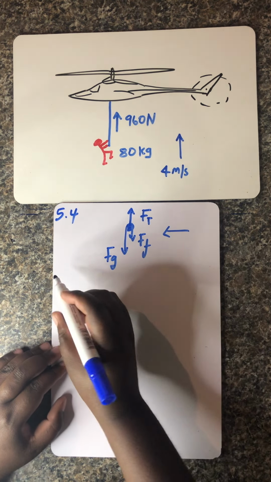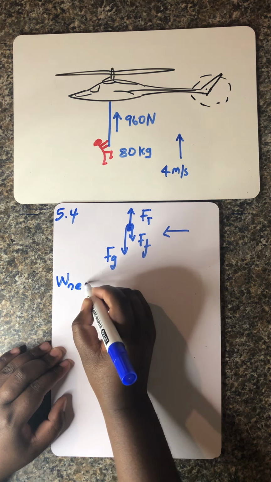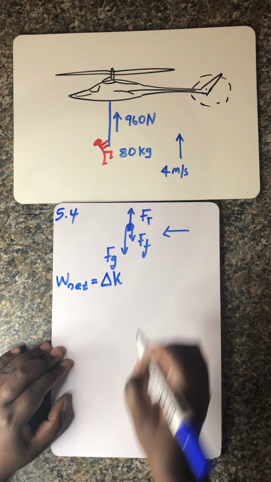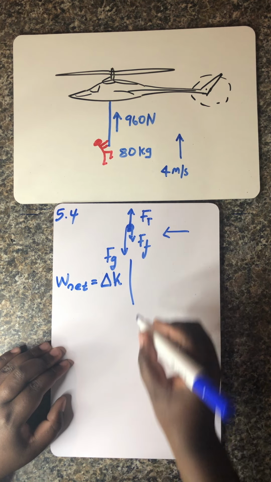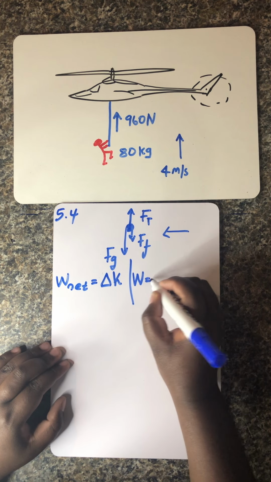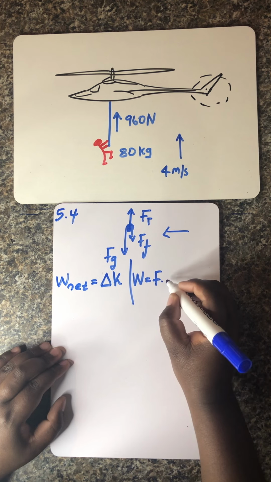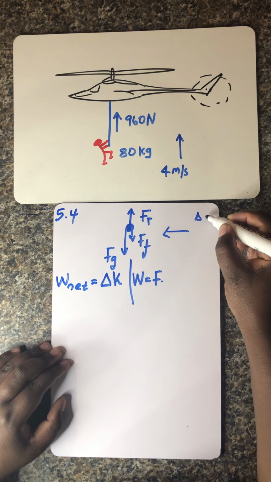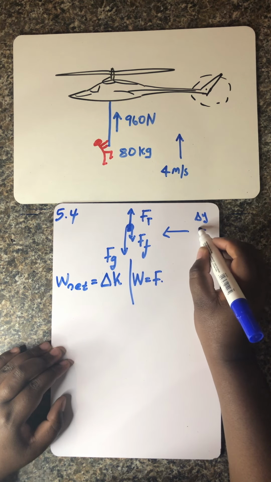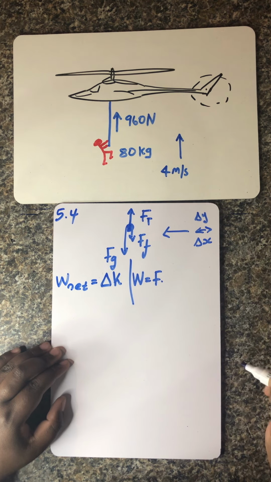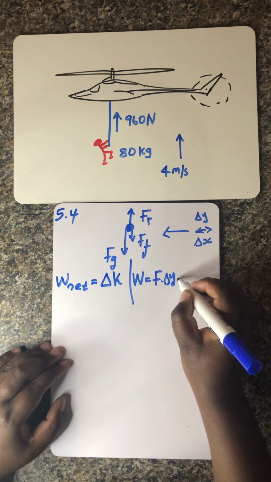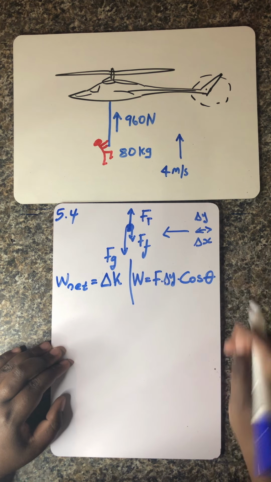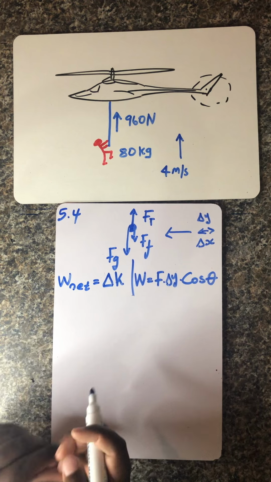Remember the first formula, which we had when we were defining the theorem: work net is equal to delta K. And again, we notice there's this formula which says work is equal to force multiplied by, because this object is moving up and down, let's use delta Y. If it was moving sideways, we would use delta X. So it's F delta Y times cos of angle theta.